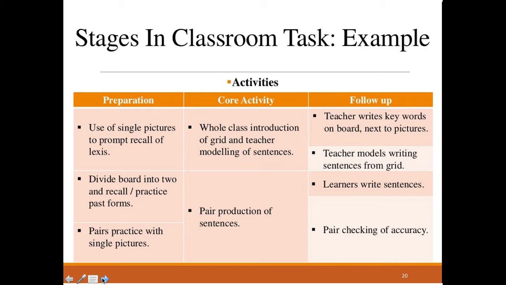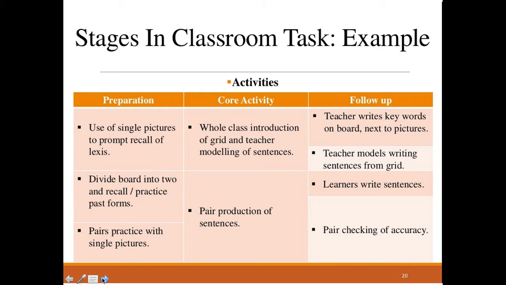And how about the activities? In preparation, we can use single pictures to prompt recall of lexis. Whole class introduction of the grid and teacher modeling of sentences in core activities. And in the follow-up stage, the teacher writes keywords on the board next to pictures, beside the pictures. Teacher models writing sentences from the grid.